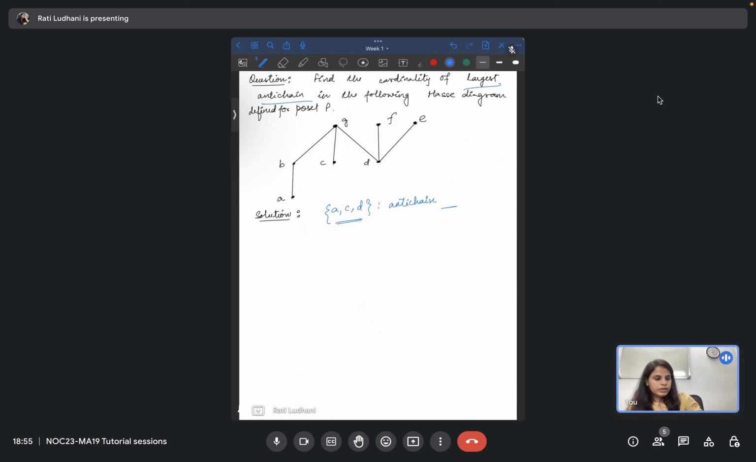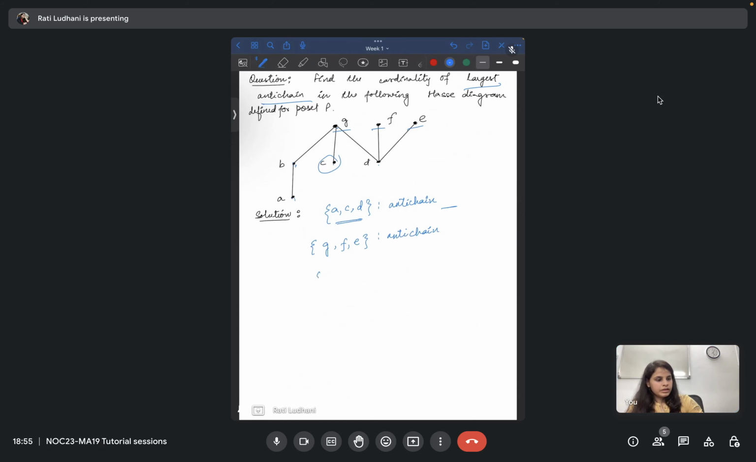So let's see if you have anything else. Okay, can you pick anything else? GFE. GFE, exactly. You can take GFE. Let's check: you cannot put A and B because they are related to G. You cannot put C because G is related to C, and D is related to F and G, so you cannot put anything extra. So this is an anti-chain of the biggest size in this case. Okay, and anything else?